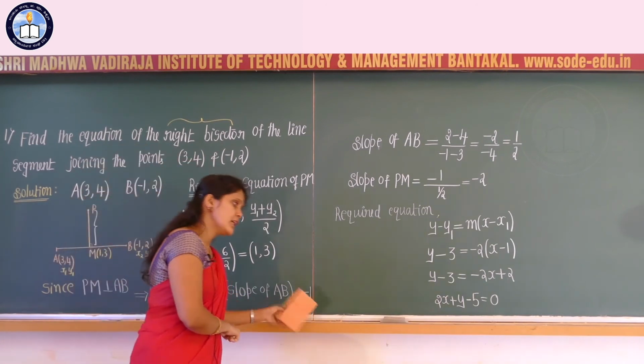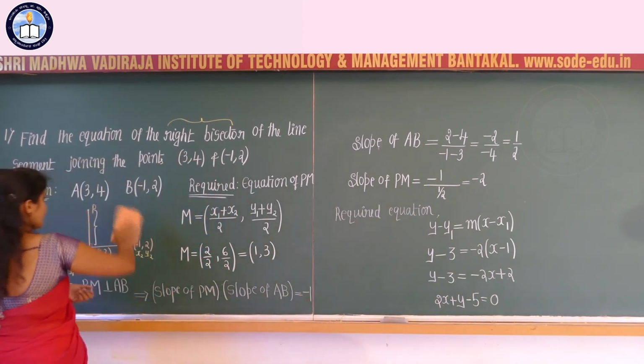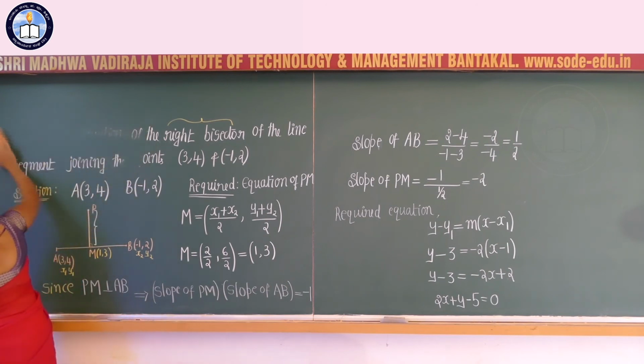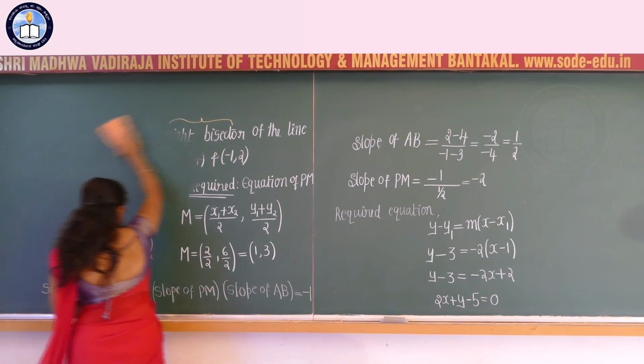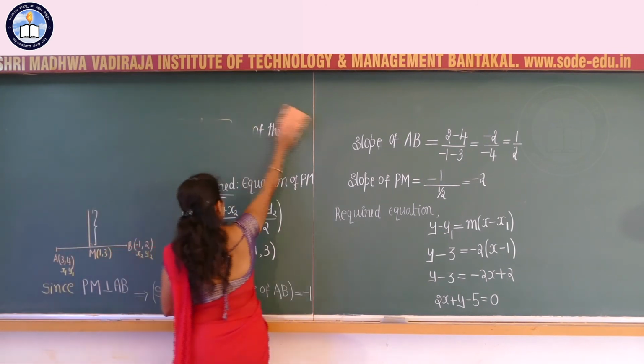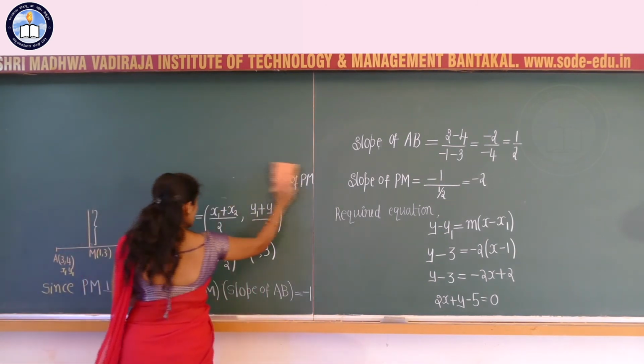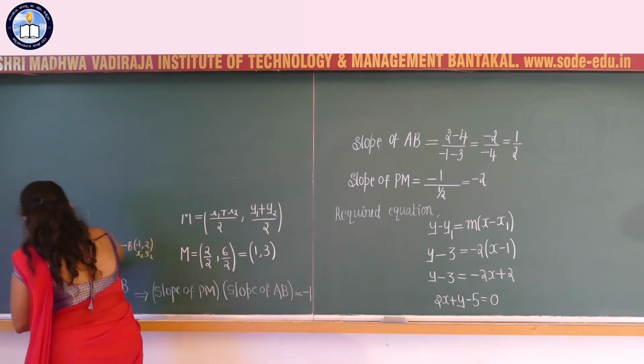That is nothing but the required equation of the line, or that is the equation of the right bisector for the line joining points A and B. So let us continue with the next question.